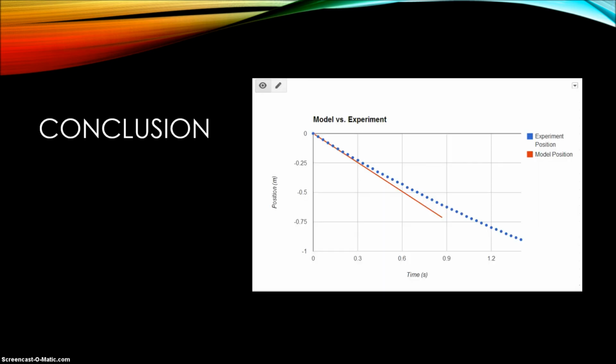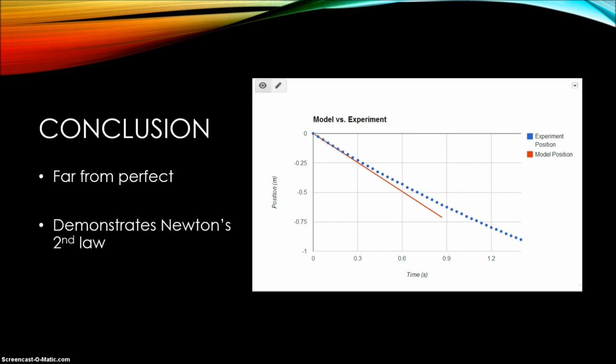In conclusion, the data is far from perfect, but it illustrates the physics ideas key to understanding Newton's second law. It showed how we can predict velocity.